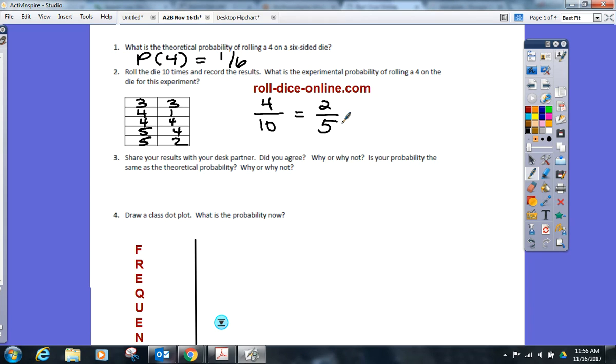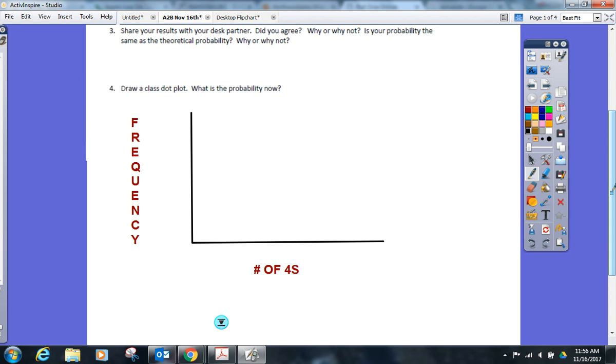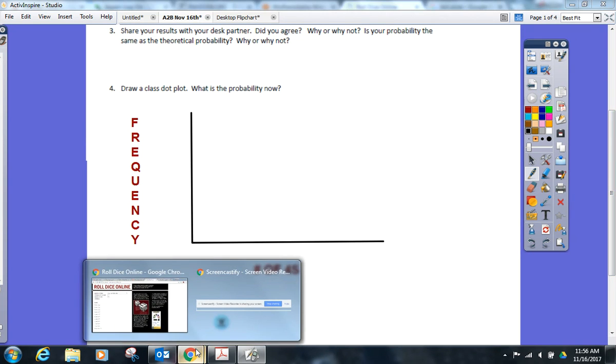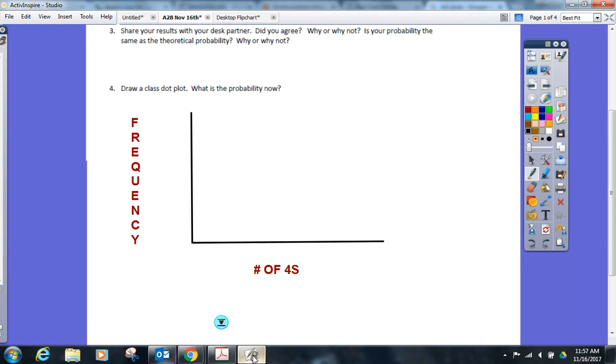Now what I want to do to make this even more lifelike is we're going to make a dot plot. If you guys want to see what we're going to end up making, I just Googled a couple real quick. These are all dot plots. This is what we're going to end up making as a class right now. How many 4s did you come up with? I'm going to go around to each of you and we're going to plot it on a dot plot. So make an X and a Y axis. The Y-axis is frequency. X-axis is the number of 4s you had.